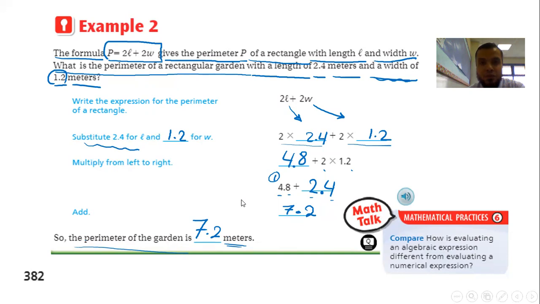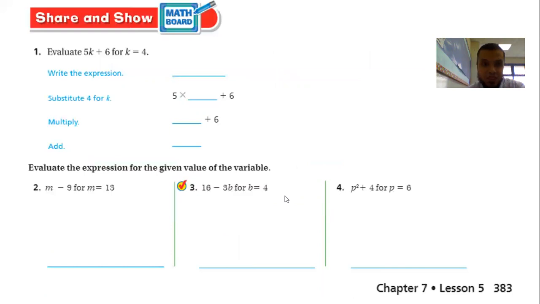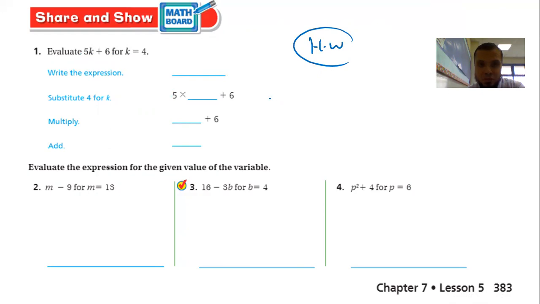expressions and formulas. Okay, in this lesson, we are talking about how we can evaluate algebraic expressions and formulas. So you need to practice and exercise some questions in Share and Show and On Your Own. Do it, guys, as homework. Try it. If there is any problem, contact me.